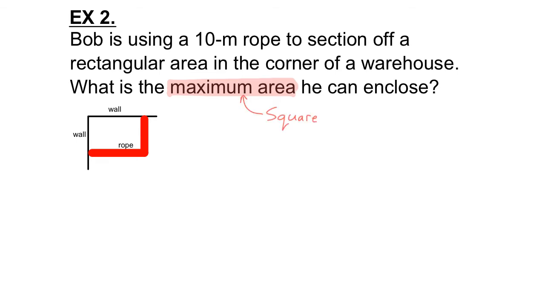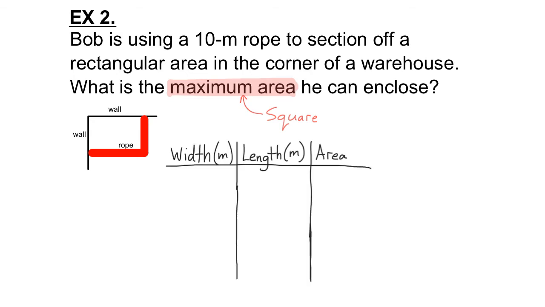A square. Now this question's a little bit different because if you look at this diagram, here I've got the walls making the corner, and this rope is sectioning off that corner. So the rope really only covers 2 sides of the rectangle area. So we don't really know for sure if we're going to be using a square since the rope only covers 2 sides. So we need to do a little investigation.